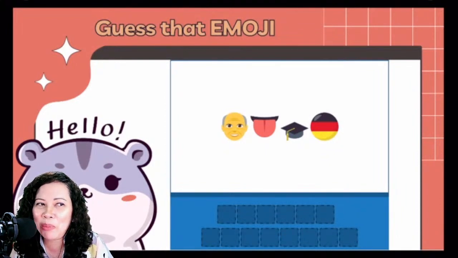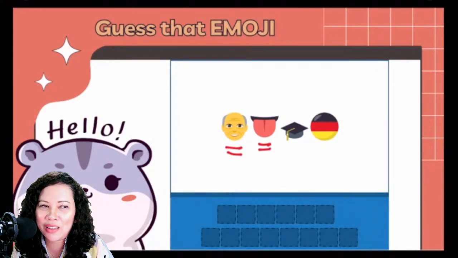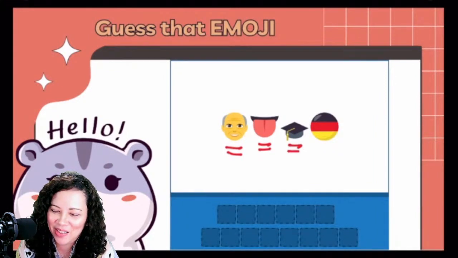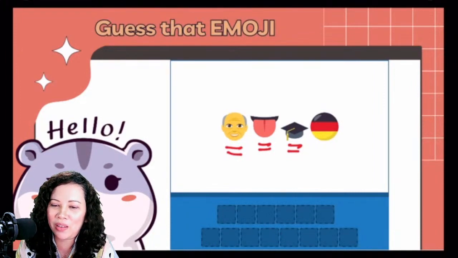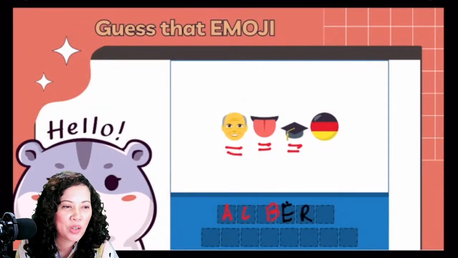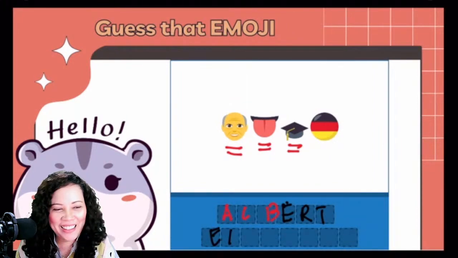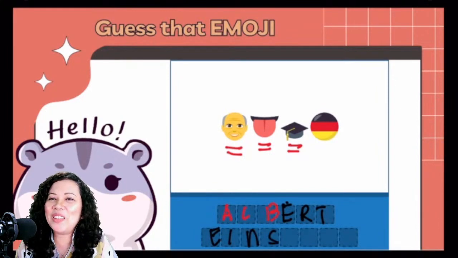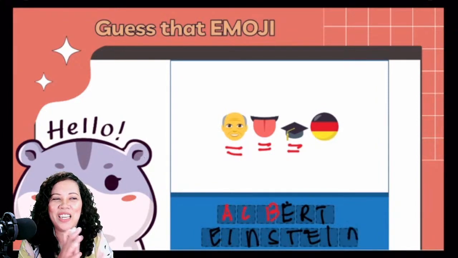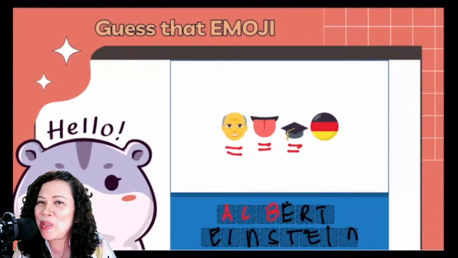The first emoji is a bald person. The tongue. Oh, wow. Yes, that's right. It's Albert Einstein. Well done, Albert Einstein. Wrong spelling, okay? All right. Albert Einstein. Well done, Tokushima. Okay, let's proceed to the next one.